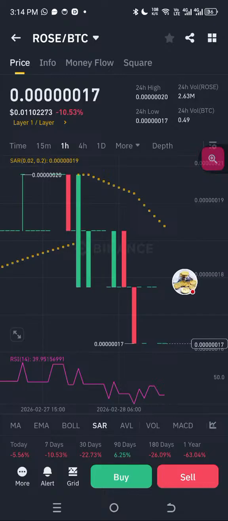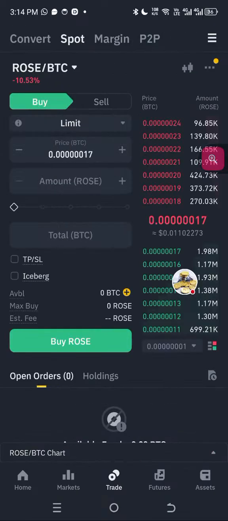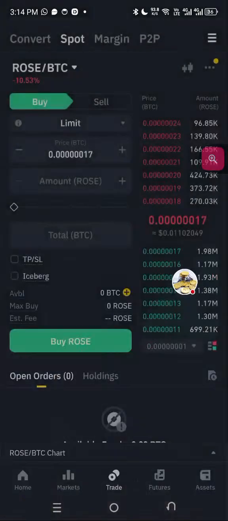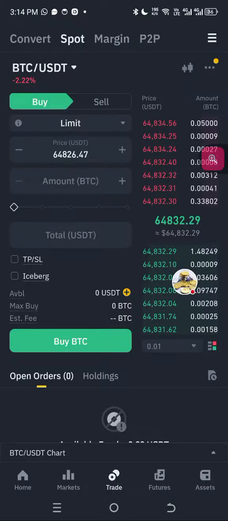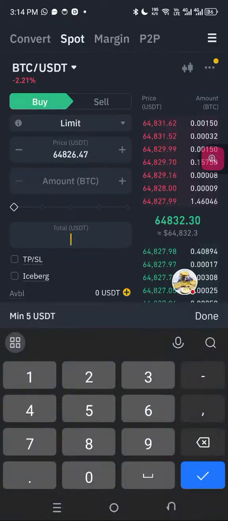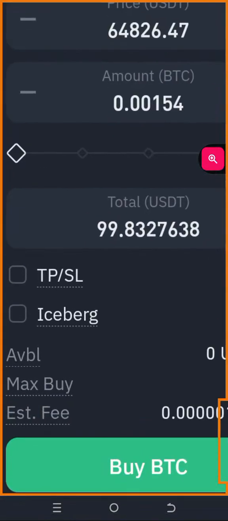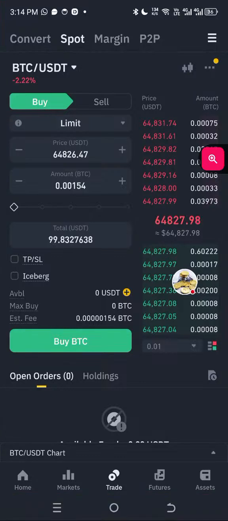For us to do this, we have to go and buy BTC. We don't have BTC, so we have to buy BTC. So we're going to go to BTC USDT. That's the first step that we have to do. We're still using our $100, so let's put $100 there. Don't forget, you can use any amount. So it's really going to pick up 99.83. Okay, so let's copy that.